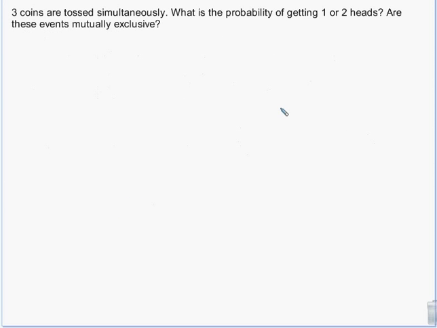We're going to toss 3 coins at the same time. So you're just throwing them up in the air and watching them land, okay? What is the probability of getting 1 or 2 heads? Okay, so if I throw 3 coins, for coin number 1 I could get a head, and coin number 2 could be a tail, and coin number 3 could be a tail. Or I could get a head and a head and a tail. Or I could get a head and a head and a head.